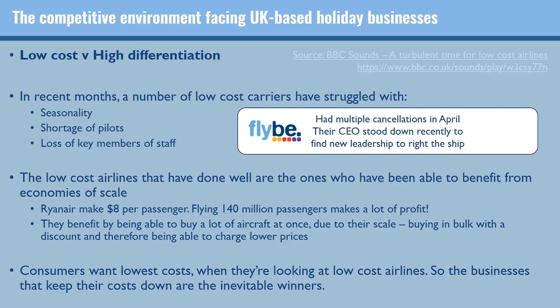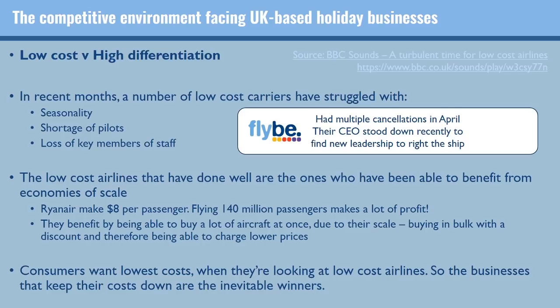The low-cost airlines that have done well are the ones that have been able to benefit from economies of scale. Now Ryanair benefit from economies of scale because they buy their aircraft at once in bulk. Due to the fact that they're buying these aircraft in bulk, they're able to get a discount, and therefore they get lower unit costs.